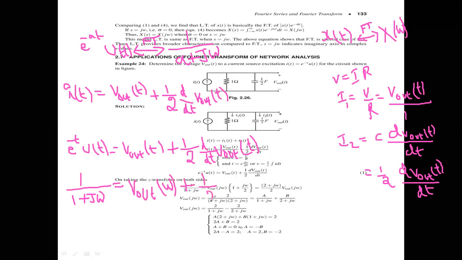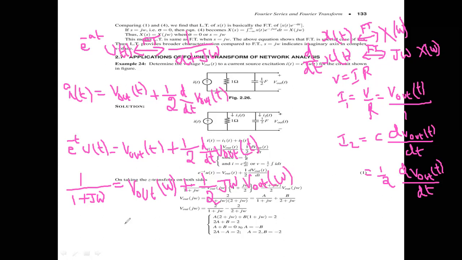Plus 1 by 2 into another property, the d by dt of mu of t. It is the time differentiation property. According to the time differentiation property, the d by dt of x of t, what is the Fourier transformation, my dear students? It is one of the properties we already know: j omega into x of omega. The derivative of the input signal x of t; here instead of x of t it is v out of t. So j omega into V out of omega.